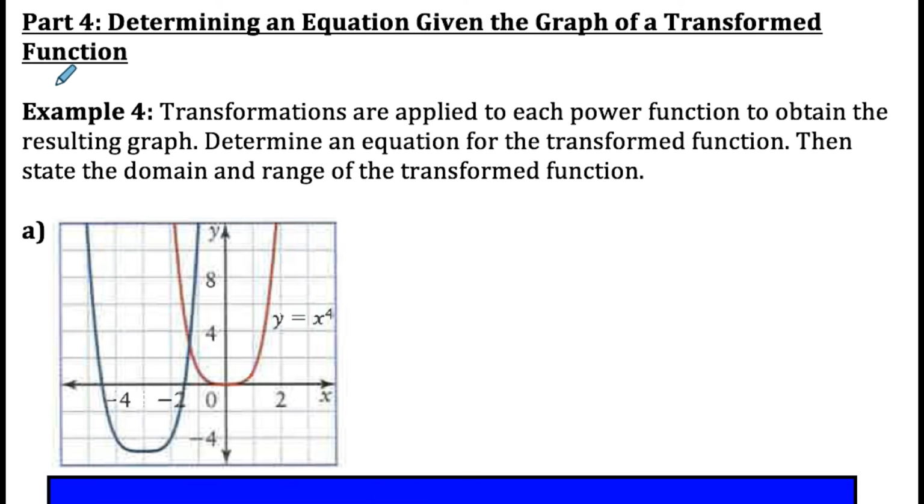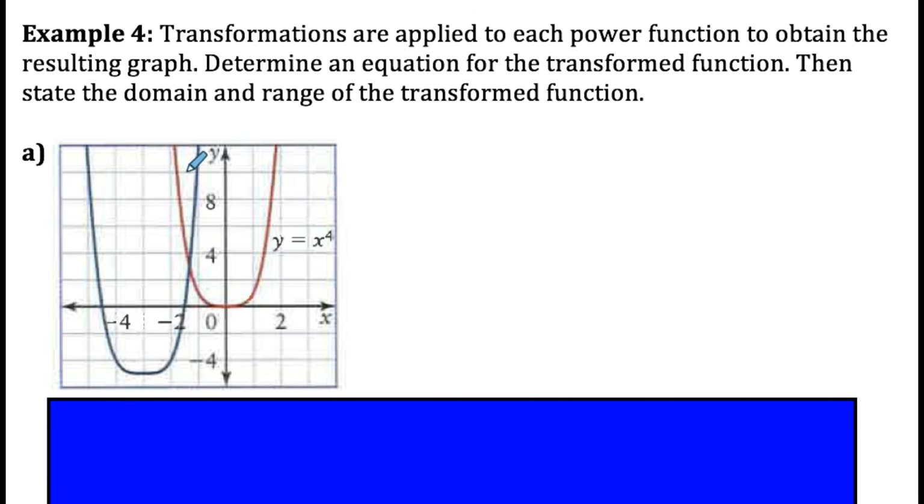Example 4 says transformations are applied to each power function to obtain the resulting graph. Determine an equation for the transform function, then state the domain and range of the transform function. For this one, the red one's the parent function x to the 4. The blue one has been transformed. It looks like it's the exact same shape, it's just been shifted. To figure out the shift, let's compare the vertices.